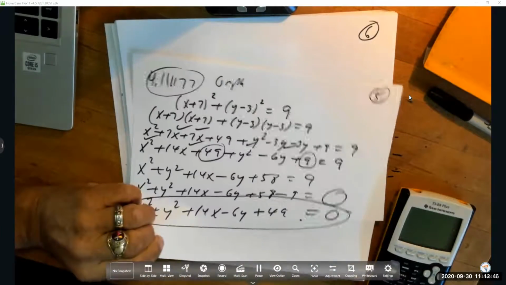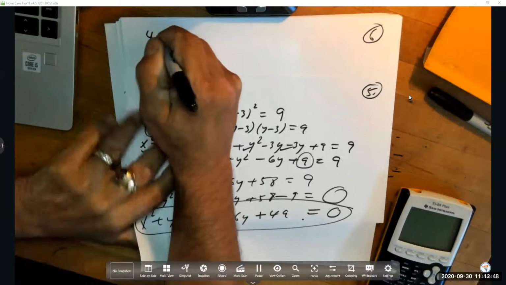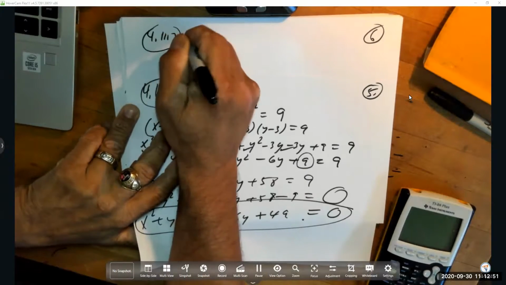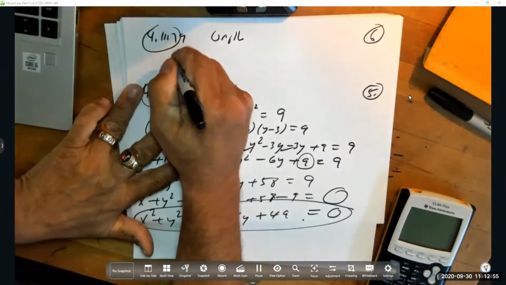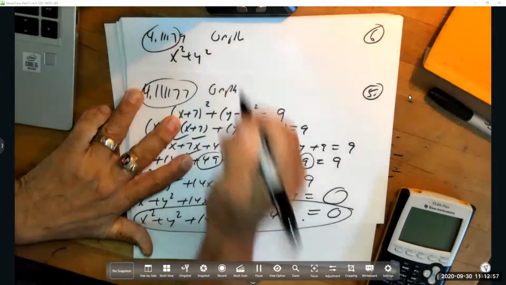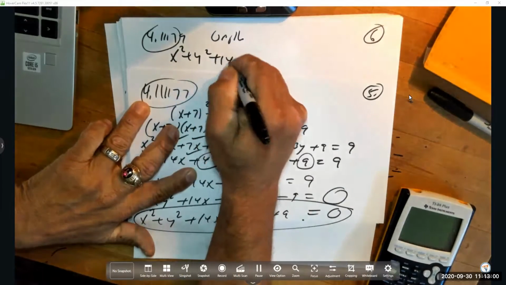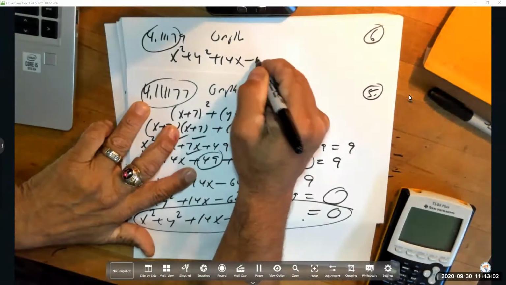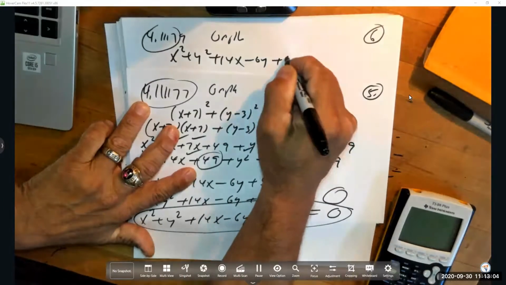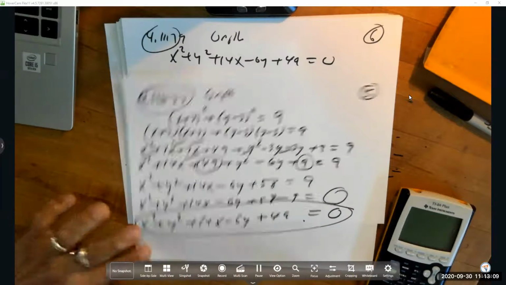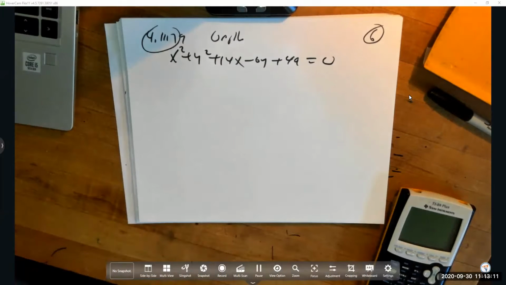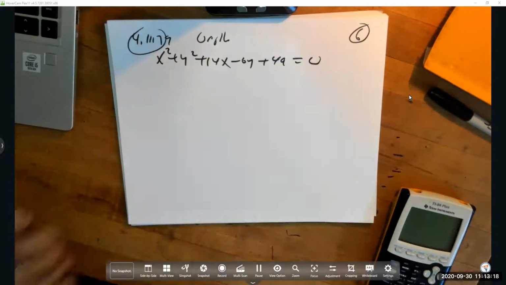The way it looks like is this. It's a graph, and it's going to be this one here: x squared plus y squared plus 14x minus 6y plus 49 equals 0. Is that it? Yep. All right. That's what it looks like. It's going to say, what is the graph? Find the circle graph.